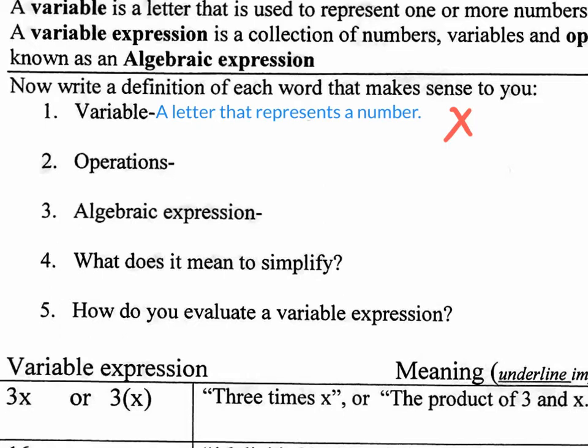It's not the only one. We sometimes use Y, A, B, C. We could use any letter we want from the alphabet. Those are all variables. How about operations? What's an operation? Well, that's when a doctor gets a knife and cuts you open. No, I'm just kidding. An operation is what in math?